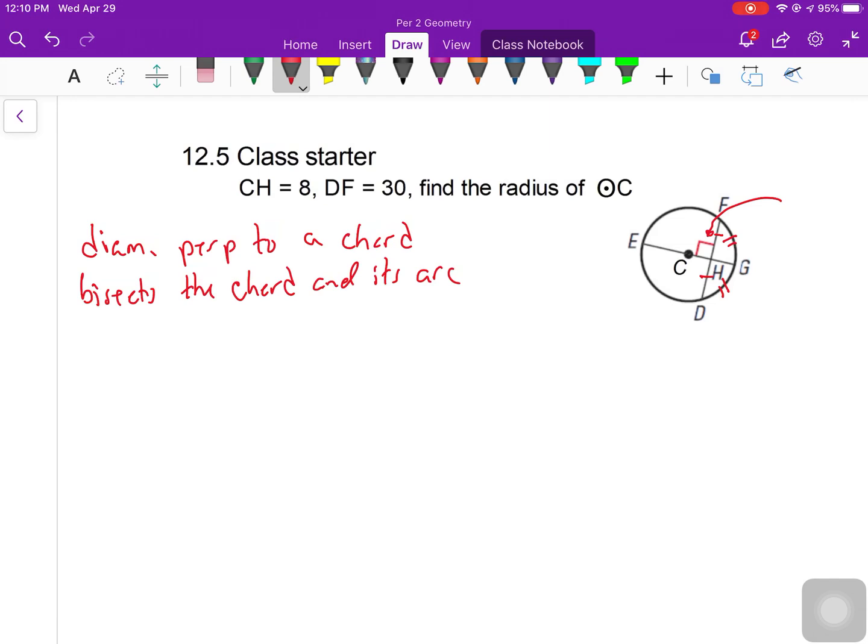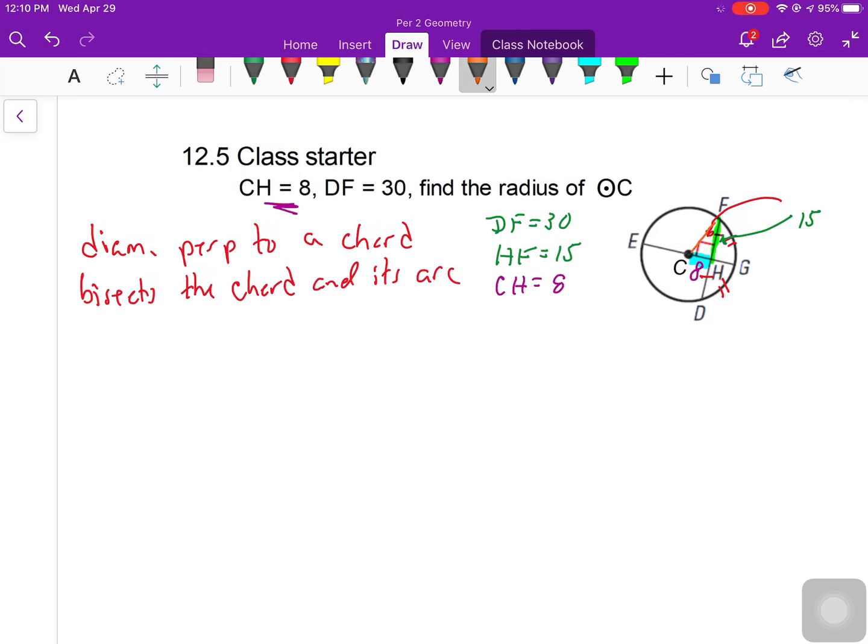Now they actually ask us to find the radius of this circle. So they've given us D to F. D to F was given to be 30. But since the two pieces HF and HD are congruent, we could conclude then that H to F is 15. So that piece right there is 15. And then they also told us that C to H was 8. That was given to us. So that's telling us that this piece right here is 8.